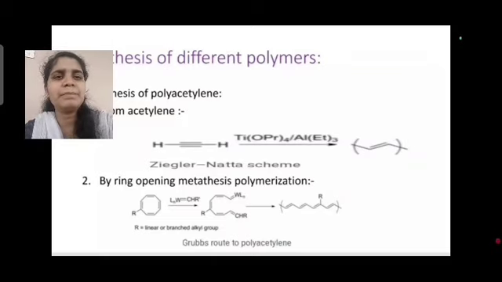The next one is synthesis by ring opening method. This is ring opening polymerization. This second method uses a Grubbs catalyst.